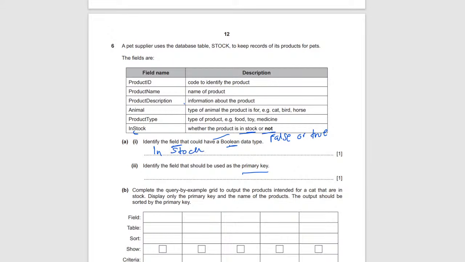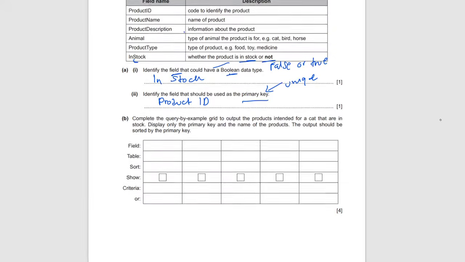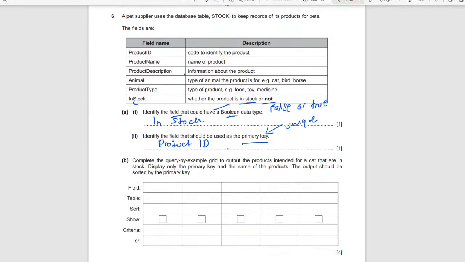Identify the field that can be used as a primary key is anything that is unique. So anything that has something called unique, like the product ID, that would be the primary key. You can see this one is quite straightforward. That would be the product key. Now, how do you do the query table?